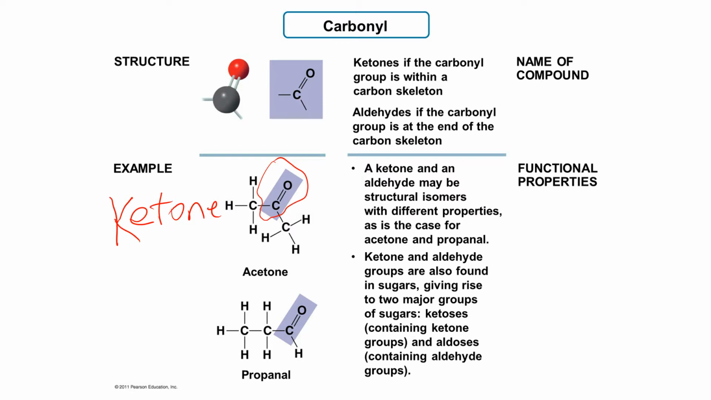Now, looking at an aldehyde, which is another type of carbonyl group, this is where the carbon double bond of the oxygen is found at the end of the molecule. So looking at propanal, here you have your carbon double bonded oxygen at the end. This is an example of an aldehyde.